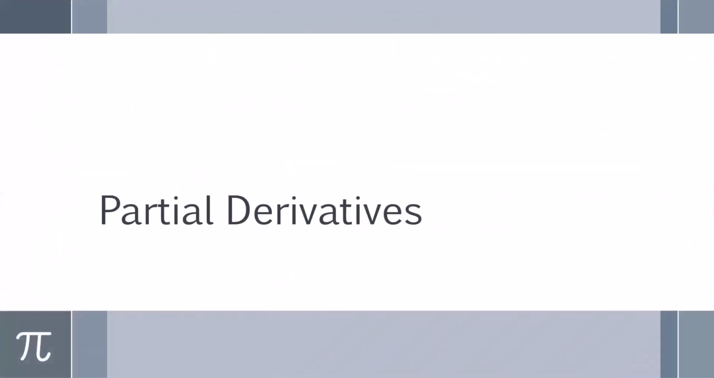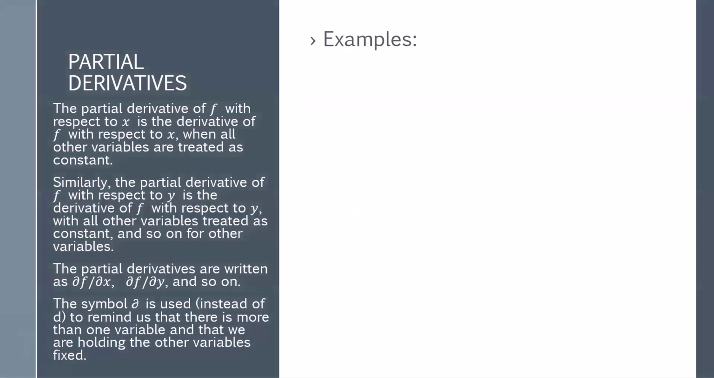Partial derivatives. The partial derivative of f with respect to x is the derivative of f with respect to x when all other variables are treated as constant. Similarly, the partial derivative of f with respect to y is the derivative of f with respect to y with all other variables treated as constants, and so on for other variables.